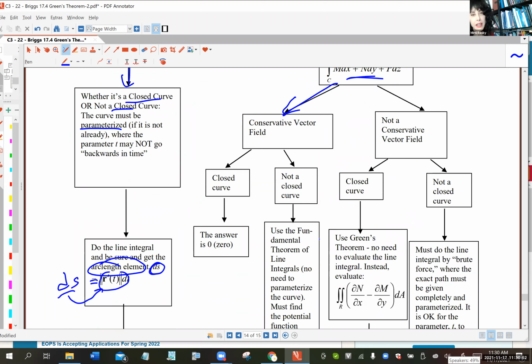Then you have to ask another question. Is the curve closed or not? If it's closed, hey, good news, no work needed. Just use the theorem for equivalent conditions. Hey, the answer is 0. I'm done here. Woohoo!